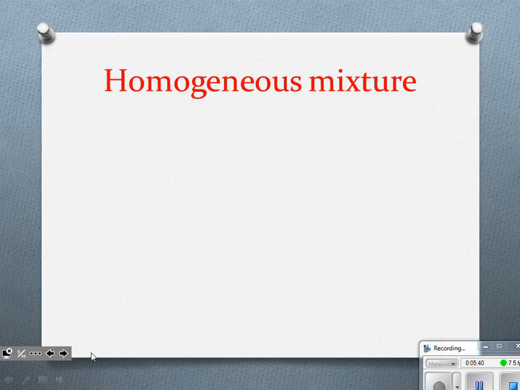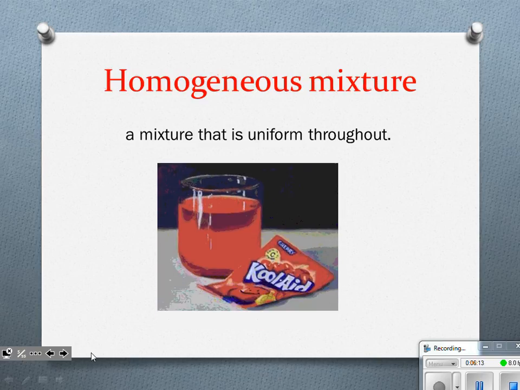Now here's the flip side, the homogeneous mixture. We haven't even talked about this yet, but what do you think this definition is going to be? A mixture that is uniform. A uniform mixture. So if I have a uniform mixture, there it is.